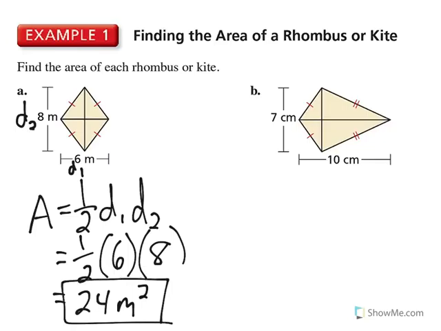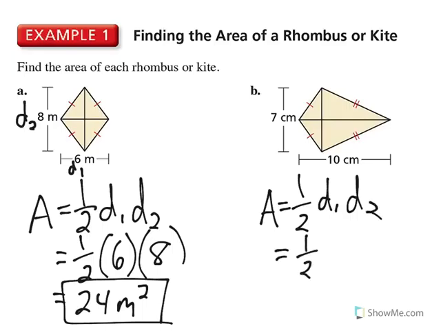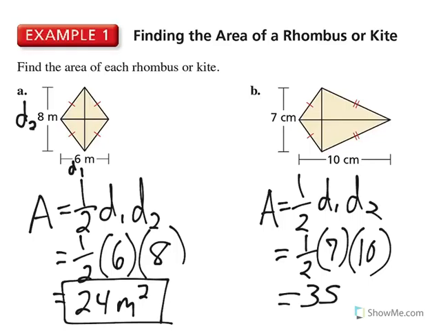In B, we have a kite. We use the same formula for a rhombus or a kite. So we do 1/2 d1 times d2. When we plug that in, we have 1/2 times 7 times 10. When you multiply all that out, you get 35, and our label this time is centimeters, so we put our square on there: centimeters squared.